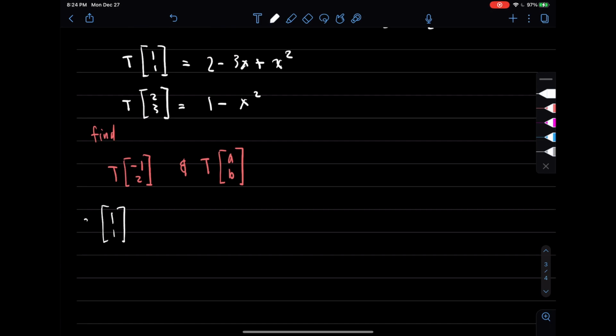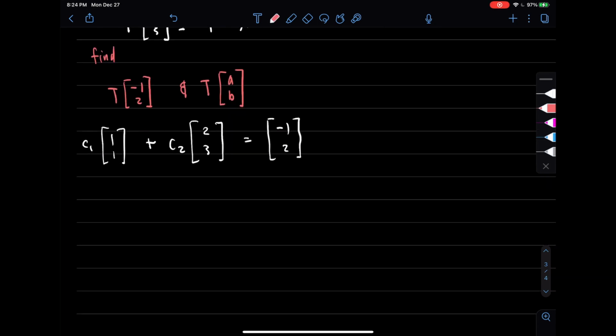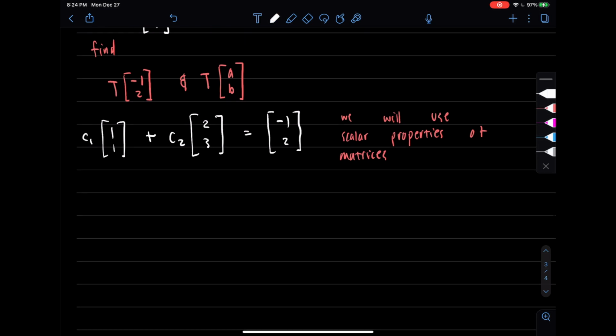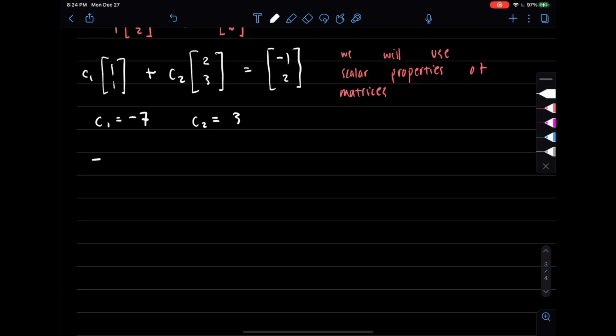All right, so now I'll do it to you. Basically, since we're doing linear transformations, we want to achieve a linear transformation from (1, 1) and (2, 3), and we want to get it to (-1, 2) by using scalar properties of the linear combination. So we'll find that C1 gives us -7 and C2 gives us 3.